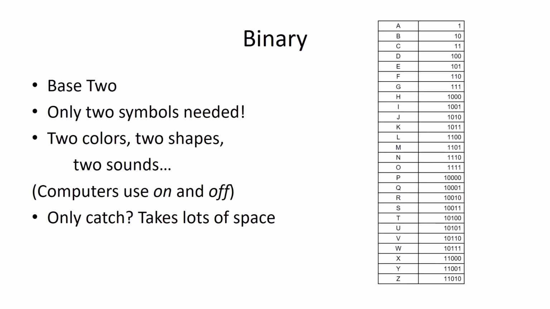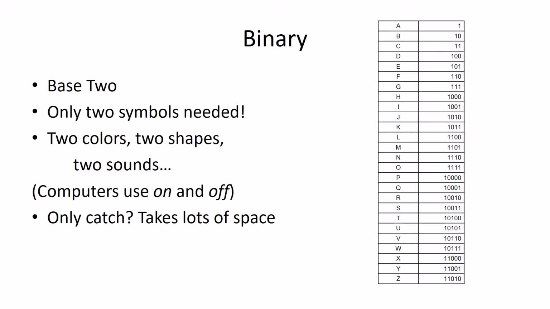Then E is 1, 0, 1, F is 1, 1, 0, G is 1, 1, 1. Now you need another place. So H is 1, 0, 0, 0, and it continues on up to 1101, 1110, 1111, and now you need another place. So it's 10000, and so on. I'll let you read it from there.